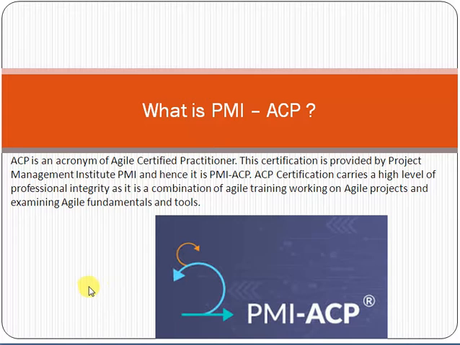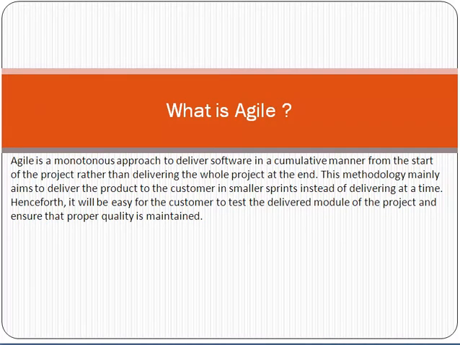Now friends, what is actually agile? First of all, we have to understand what agile is, because the whole certificate talks about agile. Agile is a methodology for the implementation of software projects, which says that we deliver things in chunks or sprints. We don't deliver the whole thing at once, we deliver it in chunks.